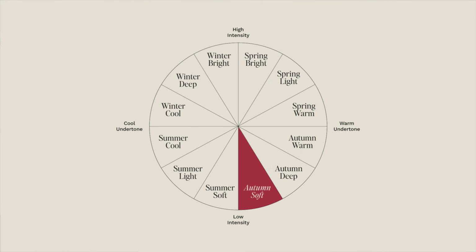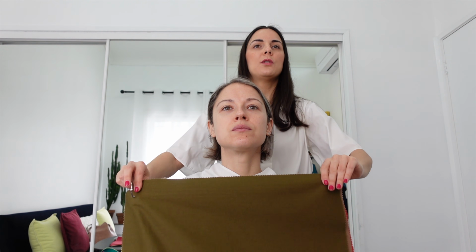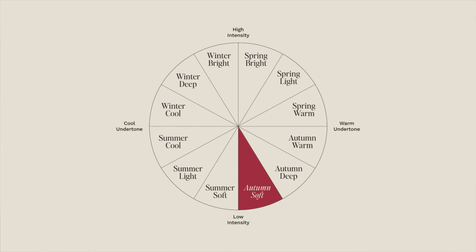Outside of the summer palette, which subgroup is your best one? Autumn Soft, Spring Light, or Winter Cool? Okay, let's start with Autumn Soft. Again, it's not to demonstrate that this is your palette, this is not your summer and this is autumn, so this won't be spot on you, but is this better or worse compared to spring and winter?